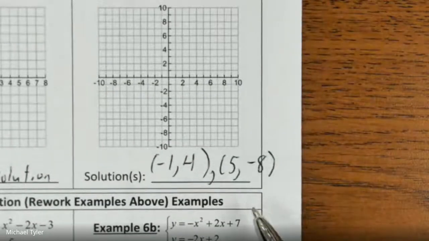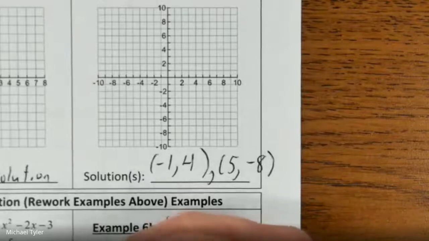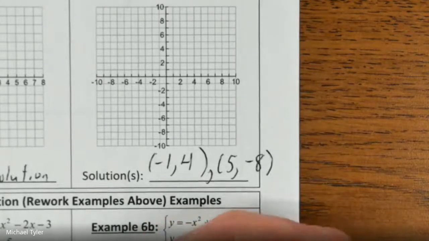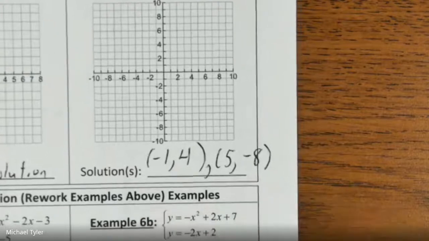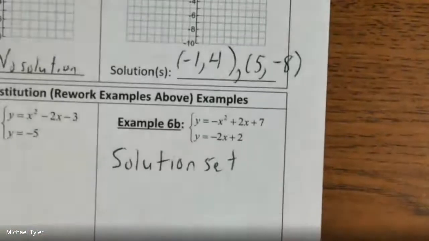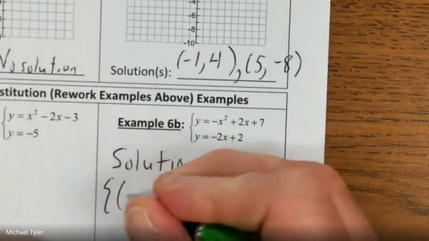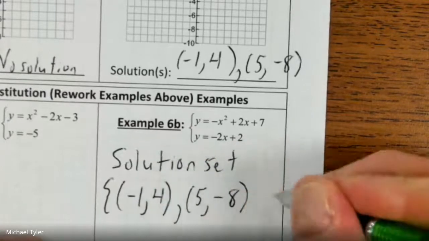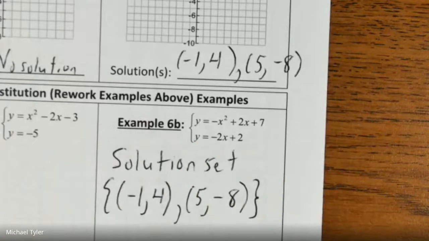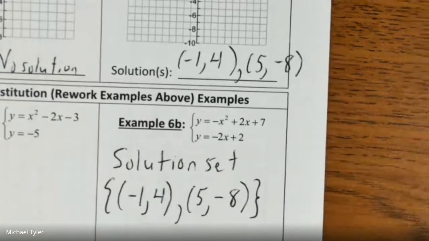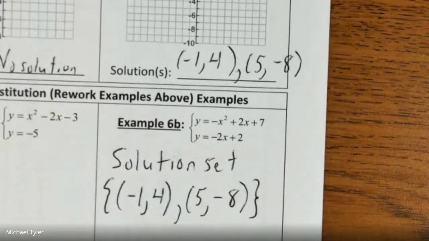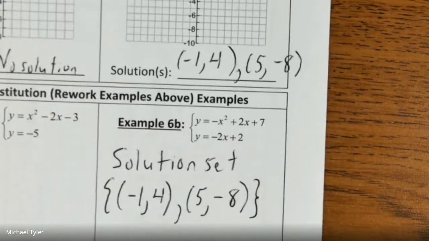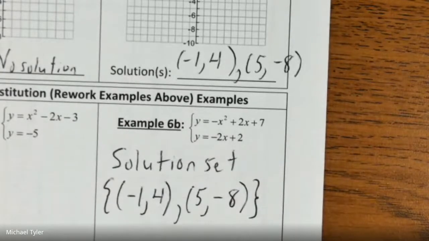This here is what you call a solution set. We talked a little bit about this earlier in the semester, but not much. So your solution set would be (-1, 4), (5, -8). Normally you would see your answer like that. That's all you have to do for this. Nothing else. So that's what happens when you have a linear and a quadratic system.